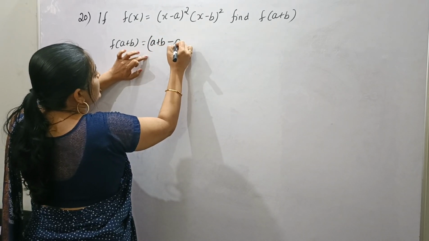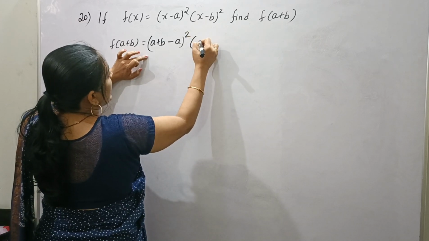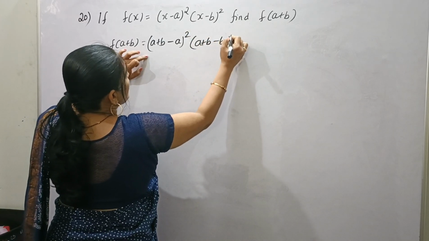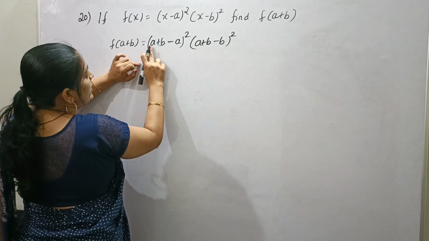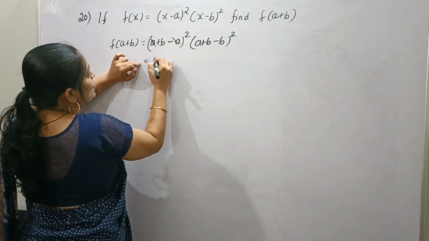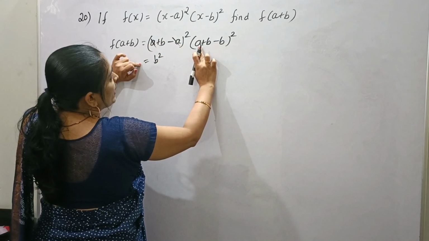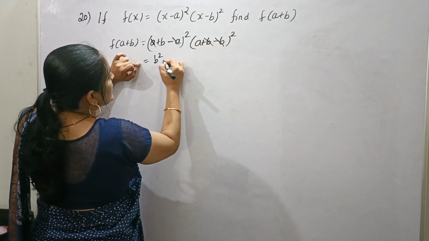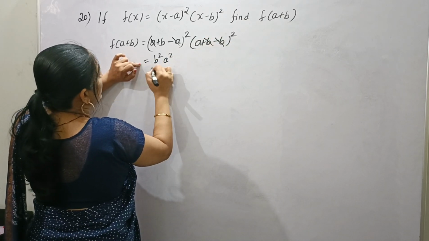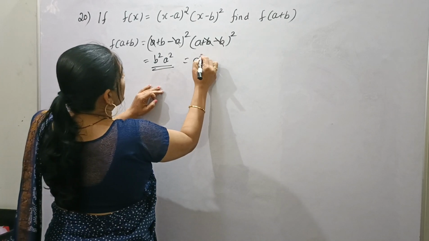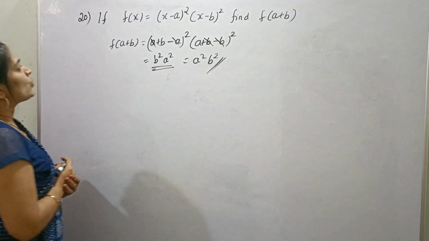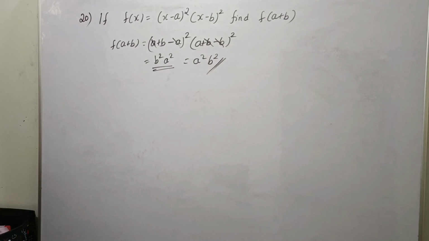A plus b minus a whole square, a plus b minus b whole square, that is equal to, here a minus a cancelled, so b square. Here b minus b cancelled, so a square. So a square b square. So f of a plus b is nothing but a square b square.